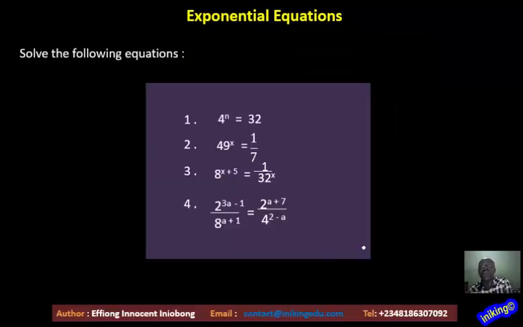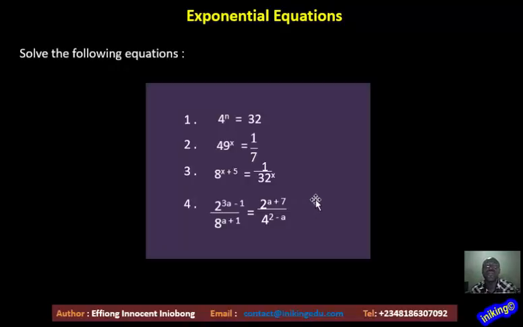Let's take some more examples. Here we have 4 questions. We have to solve the following equations. The first one says 4 raised to power n is equal to 32. The second one is 49 raised to power x is equal to 1 over 7. And we have a third one, which says 8 raised to power x plus 5 is equal to 1 all over 32 raised to the power of x. And number 4 appears to be a little bit cumbersome. So let's take them one after the other.